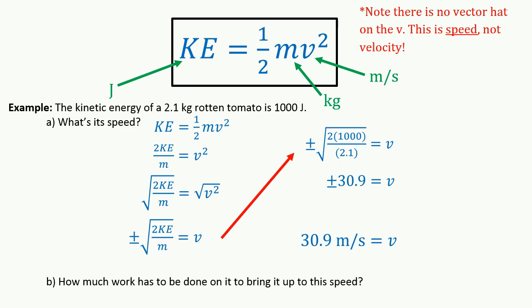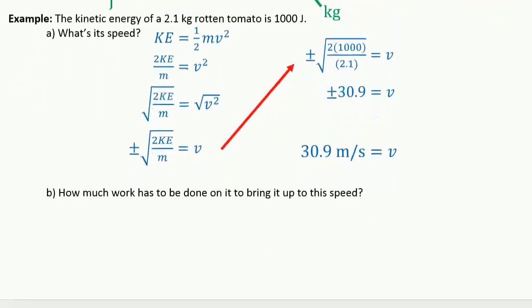The next part here asks, how much work has to be done on it to bring it up to this speed? So I got this rotten tomato. It's flying by me. It's got 1,000 joules of energy. It's going 30.9 meters per second. I might say, hey, how much work must have been done by whoever threw this tomato to get it going this fast?